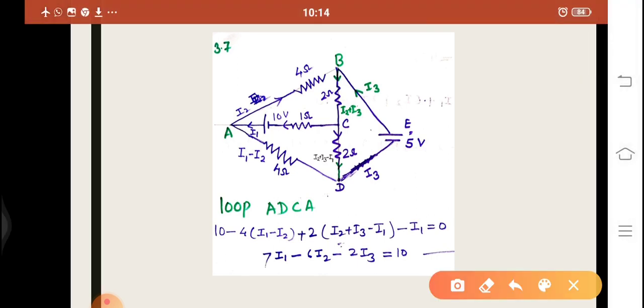Now here we have an arrow like this, I1 minus I2. So you can start from this: minus 4 into (I1 minus I2) plus 2 into (I2 plus I3 minus I1), because in the direction first I am reading this, then here opposite to the direction plus. Then minus I1 into 1 plus 10, so that 10 is here because the negative terminal of the battery is coming first.